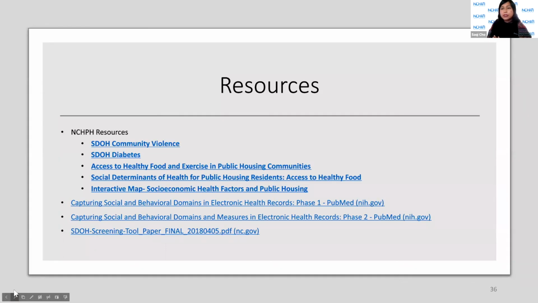Here are some resources that I went over today. We also have some NCHPH resources that might be helpful for you, including an interactive map where you can see where your health center community ranks in terms of some of the social and socioeconomic health factors compared to other counties in your state. And the reports that I mentioned before.